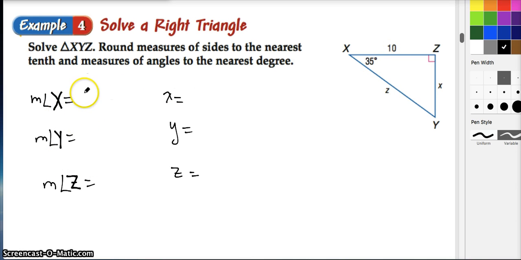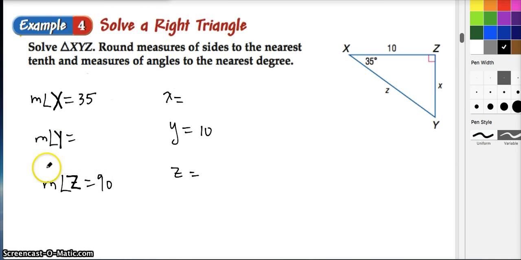So first thing, I'm going to write down the measure of angle X is 35. The measure of angle Z is 90. I'm just putting the information in that I have. The measure of side Y, which is going to be XZ, is going to be 10. And so I'm looking for the other bits of information. So this shouldn't be too bad.